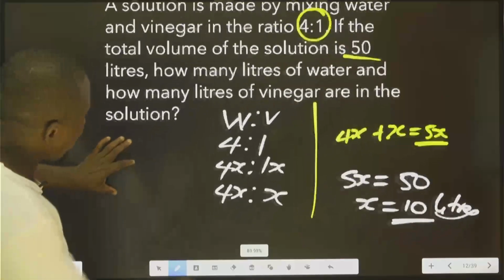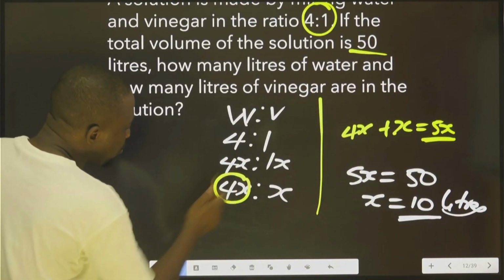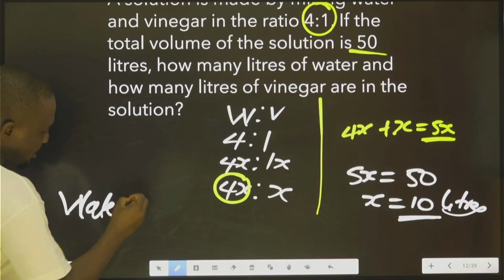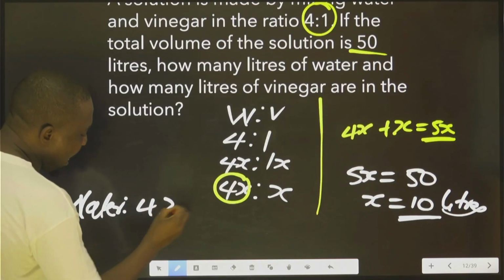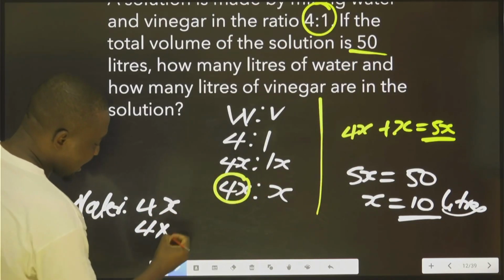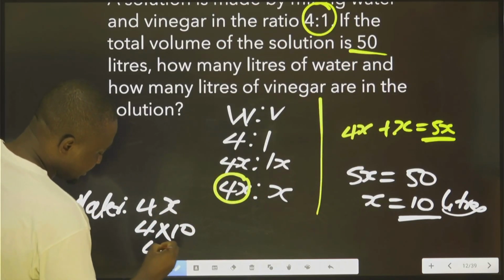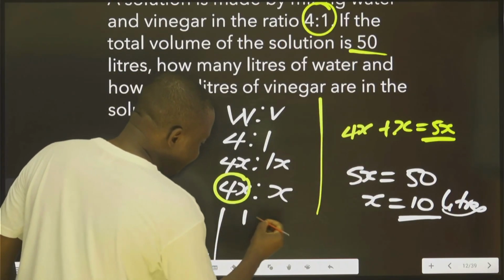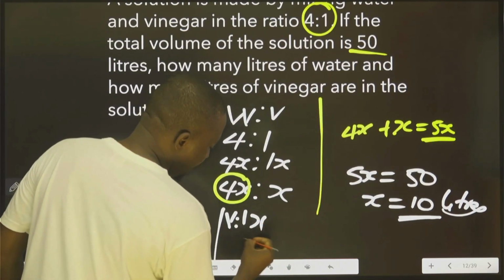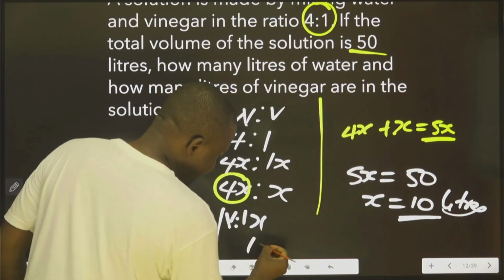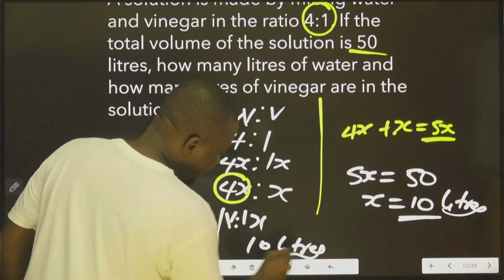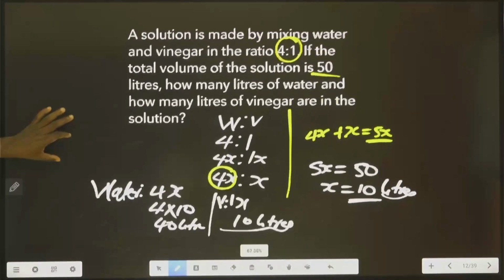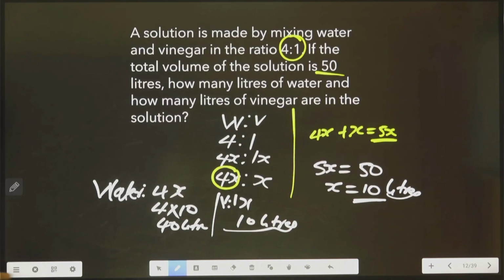So now we come back here. This is for water. So for water, it is 4x, which is 4 times 10, which is 40 liters. And for vinegar, which is just 1x, you agree with me, is still just 10 liters. Hope you understand the whole gist.